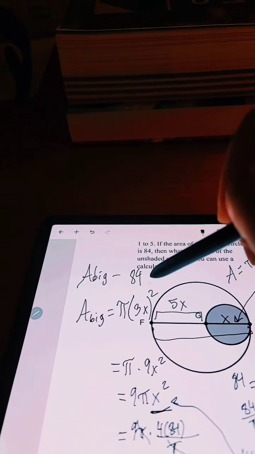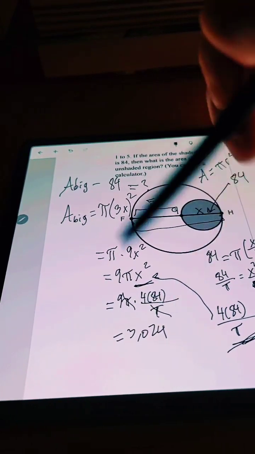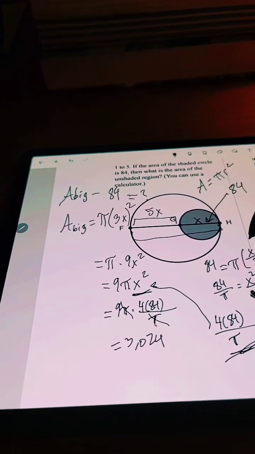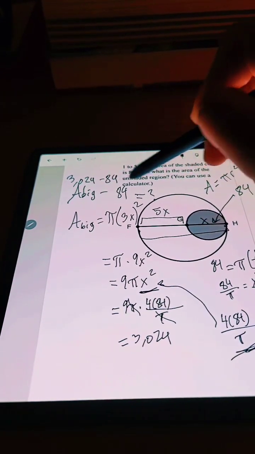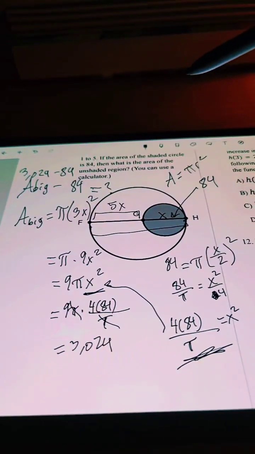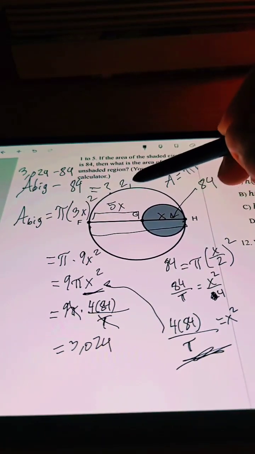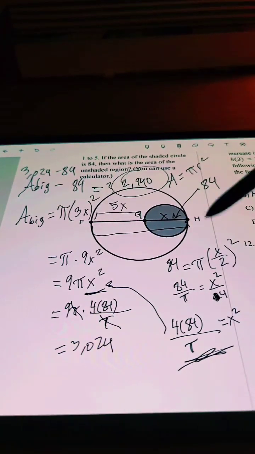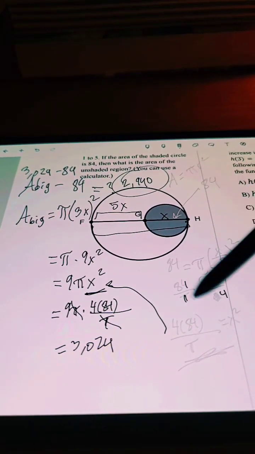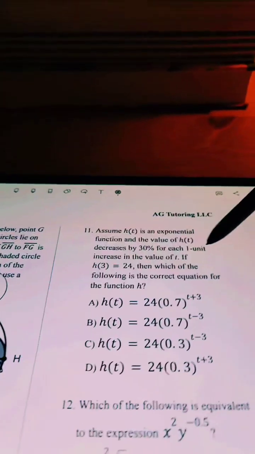So remember, the question was asking for the unshaded portion. So we're going to do the area of the big, which we just found, 3,024, minus the area of the small, which we know is 84. So it's going to be 3,024 minus 84, and that's going to give us the answer to the question. Let me just do that really quick. And that's going to be 2,940 as our answer. So let me just erase all of that, and let's go to number 11.